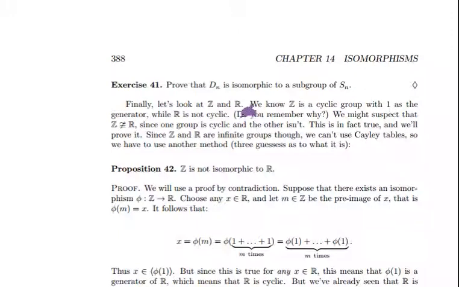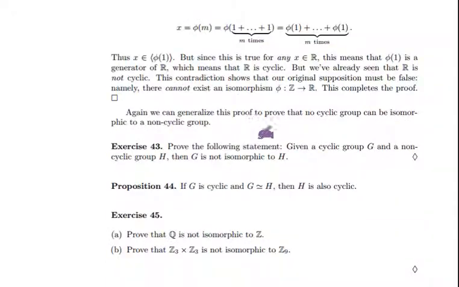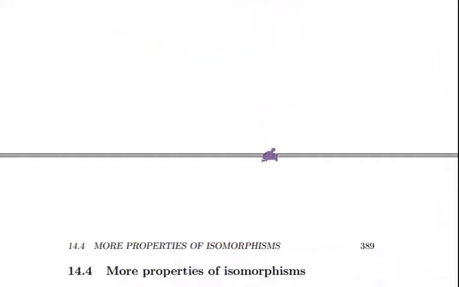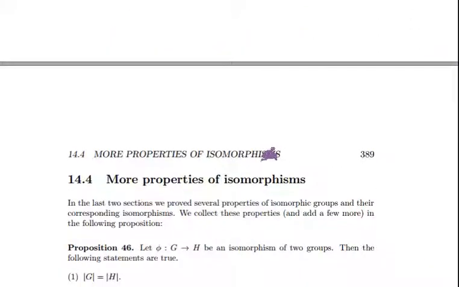Okay. Same thing with a cyclic. You prove that a cyclic group can only be isomorphic to another cyclic group. Okay, so you could say isomorphism preserves cyclicity, something like that.